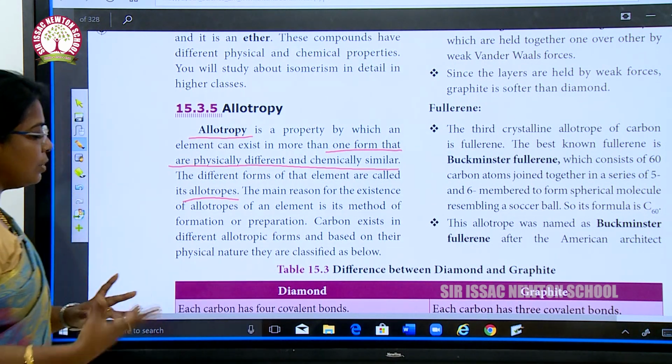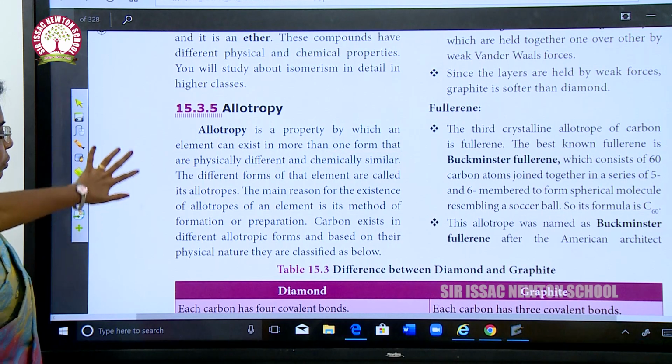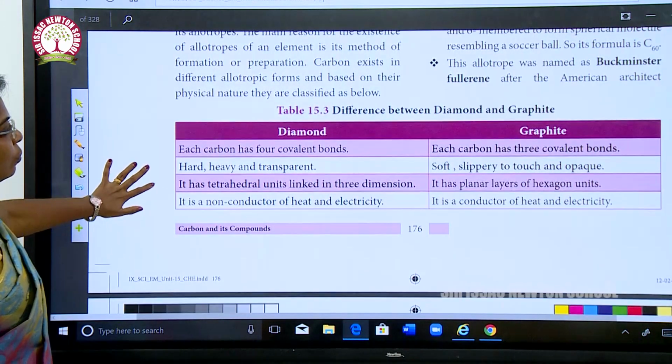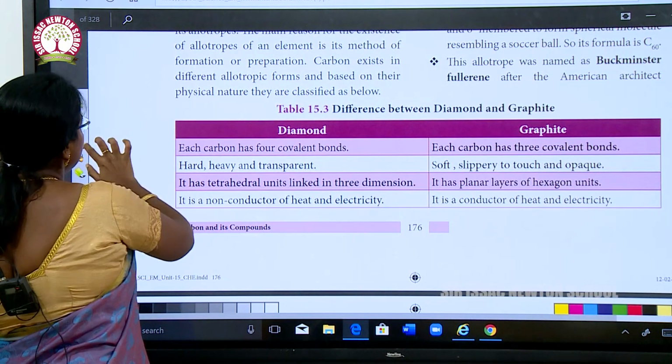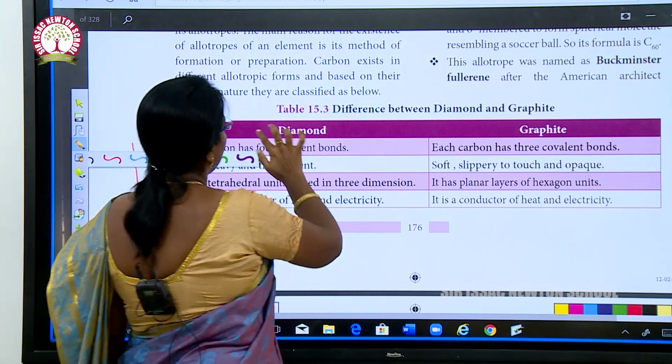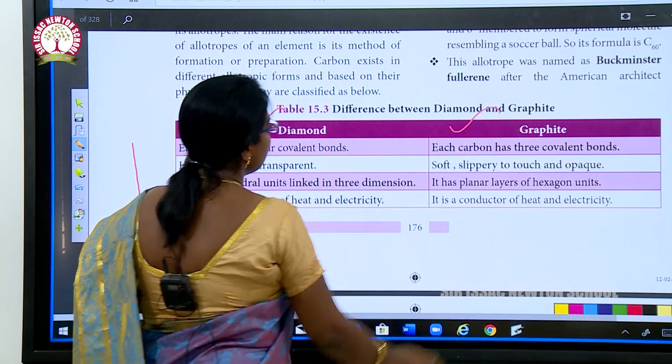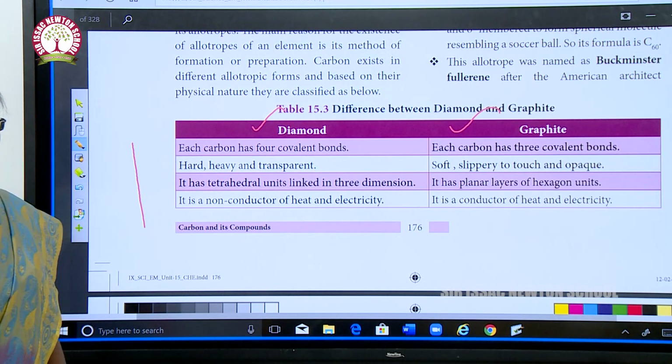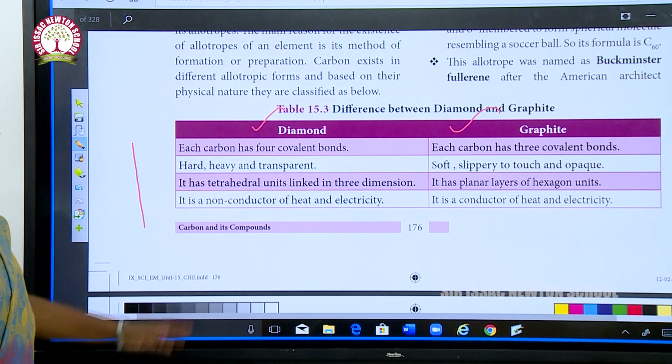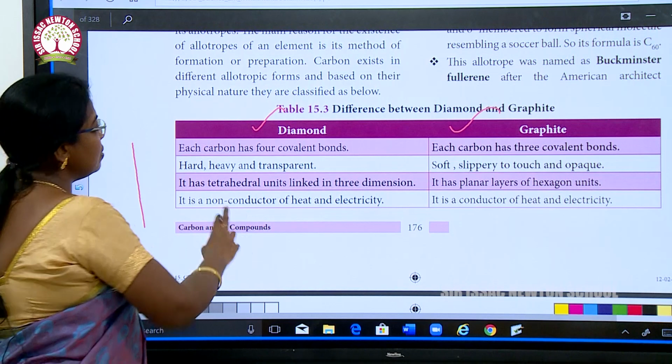Carbon exists in different allotropic forms. What are the different allotropic forms of carbon? One is diamond and another one is graphite. Carbon occurs in two different types of allotropic form: diamond and graphite.